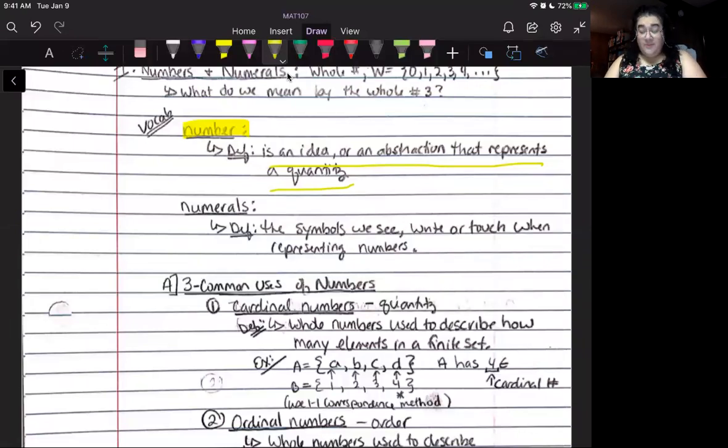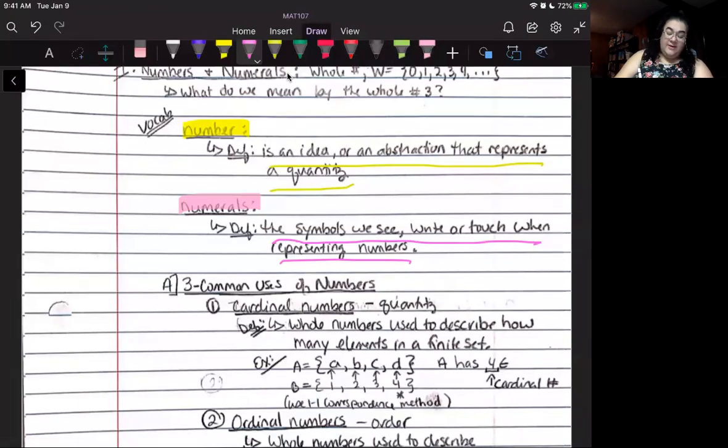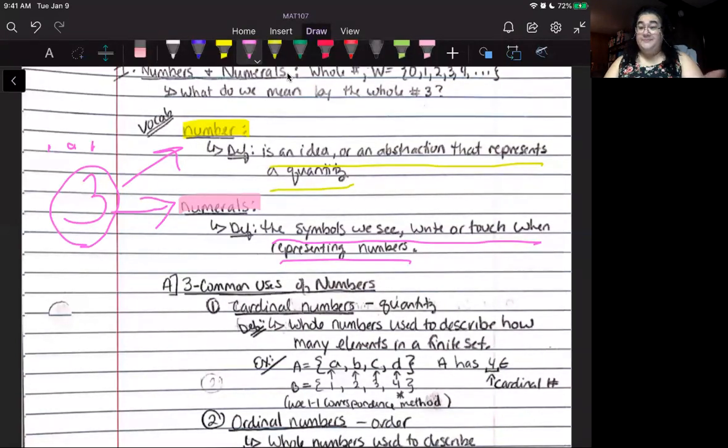Or I could be using the number 3 as a numeral, where I'm using it to represent the symbol that we see when we write the number 3. So when I write the number 3, depending on how I'm using it, I'm either using it as a number, saying I'm talking about the quantity of 3 things, like 3 dots, or I'm using it as a numeral, as in here is the symbol that represents 3. So it's important to know whether you're using it as a number or as a numeral.